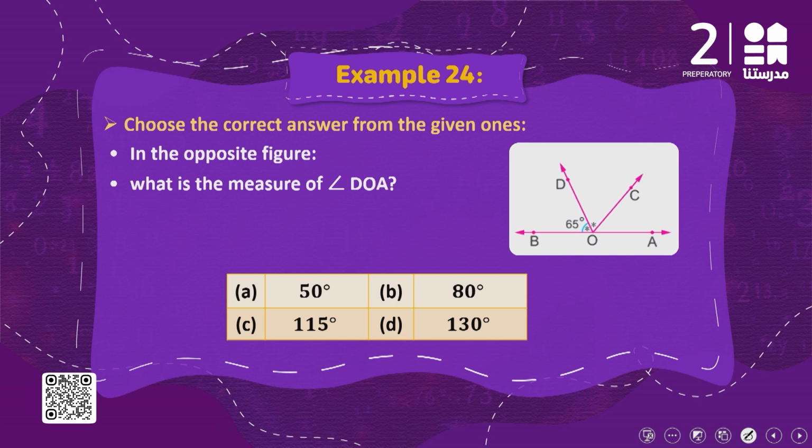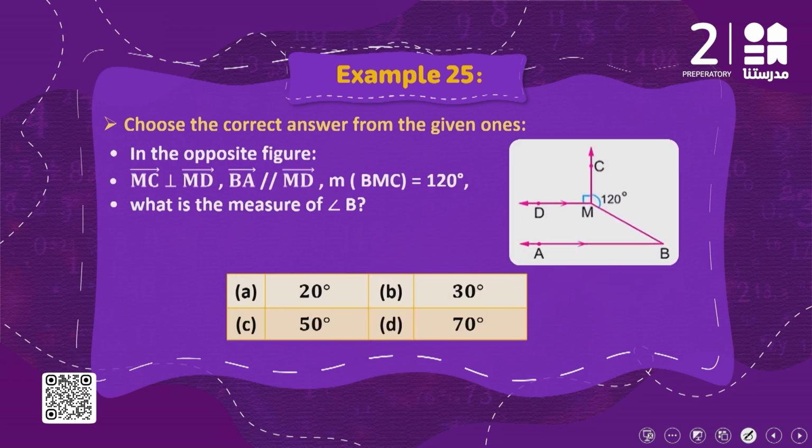What's the measure of angle DOA? This angle. Simply you can subtract this value from 180 to find the rest of the angles. 180 minus 65, this is 115. Here you have perpendicular lines, so this angle is 90. Here you have, this is 120.